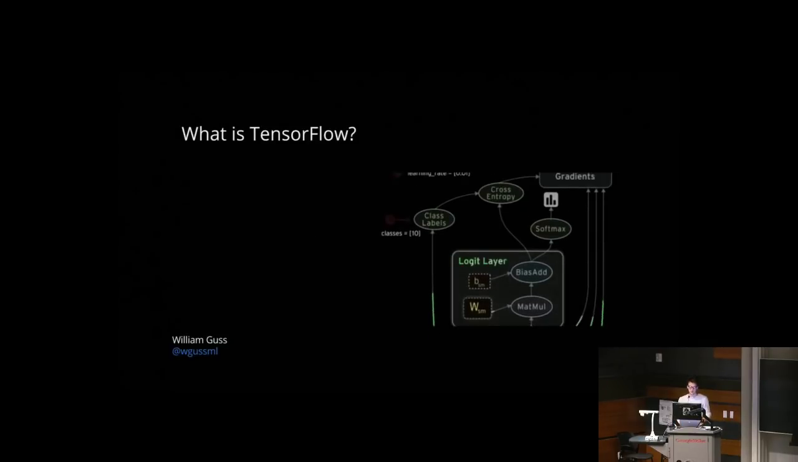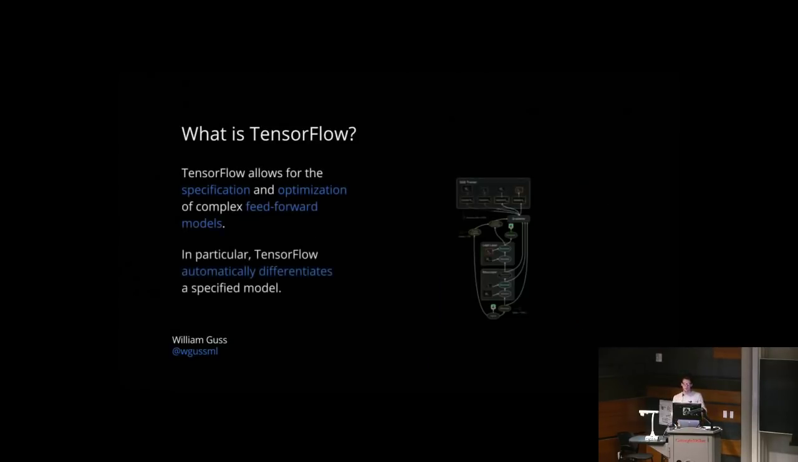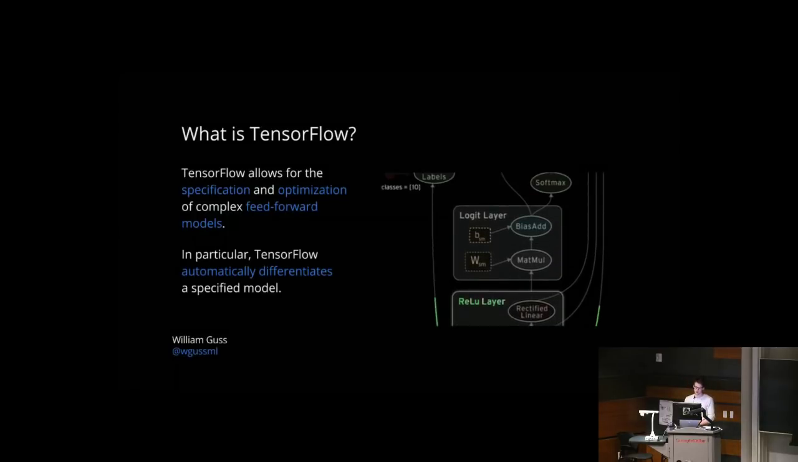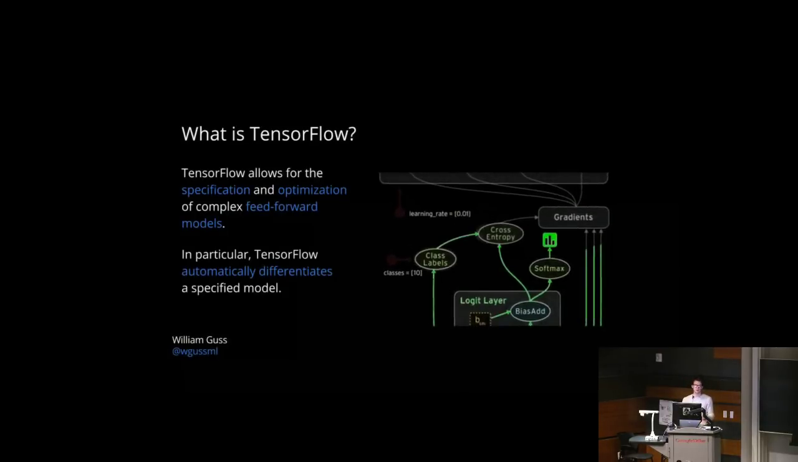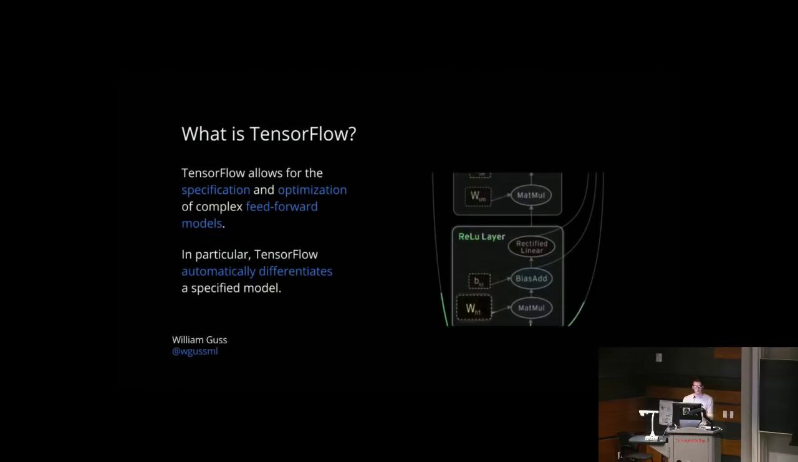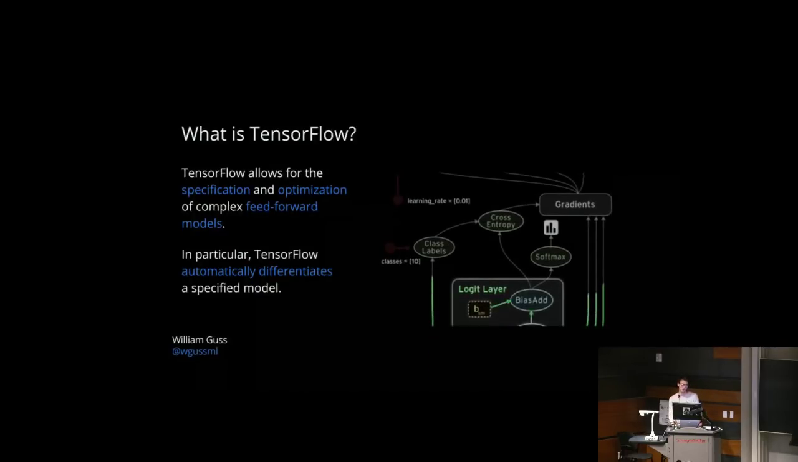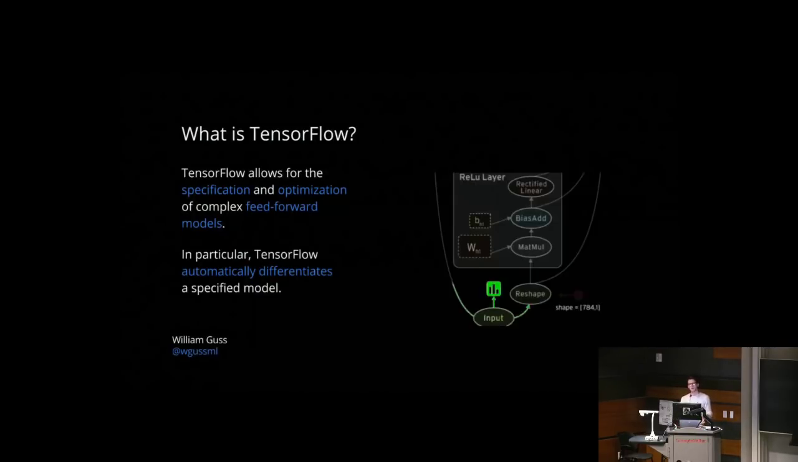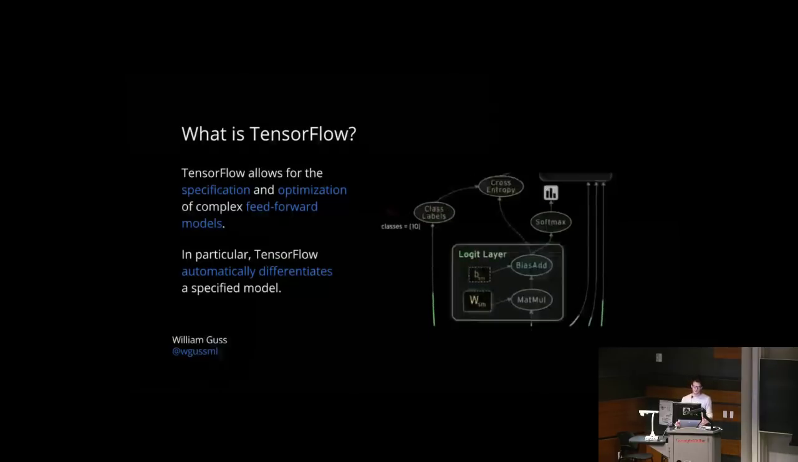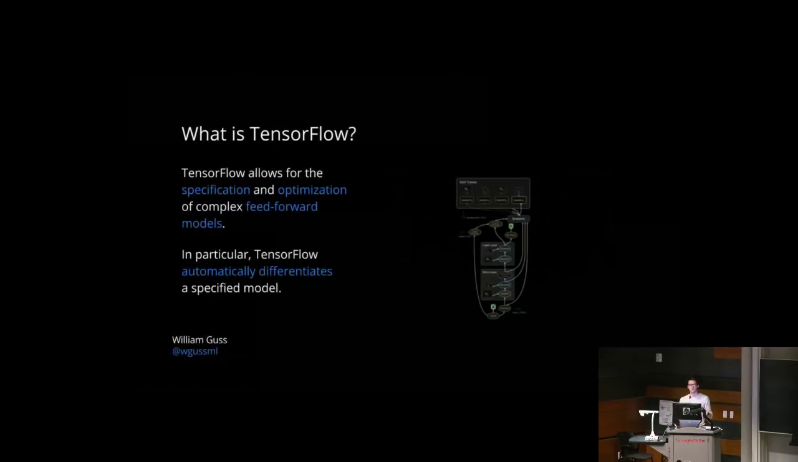What it lets you do specifically is specify this computation graph. On the right here, you're seeing an animation of a neural network with a ReLU layer followed by a logit layer with a loss function. So you specify this out in code, and TensorFlow's backend will optimize this computation graph and also compute the gradients.